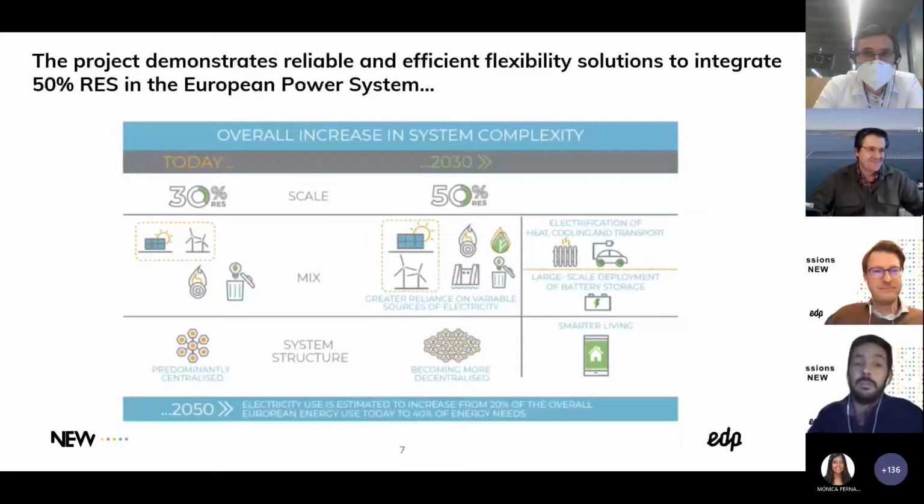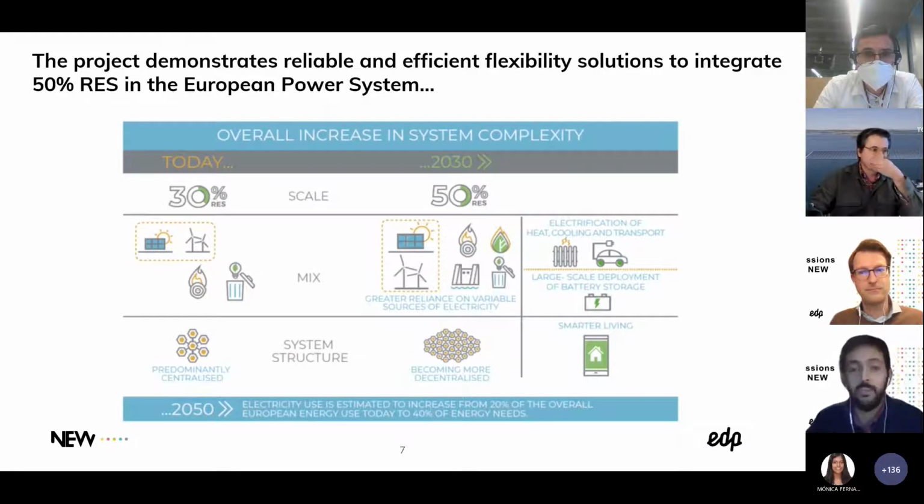Okay, so project EU-SysFlex. The objective is to demonstrate reliable and efficient flexibility solutions to reach energy transition targets in EU policies, meaning integrating more than 50% of renewables in the EU's power mix by 2030 and beyond, of course. We started by looking at the system as a whole and understanding where it is, where we want it to be, and how it's changing.